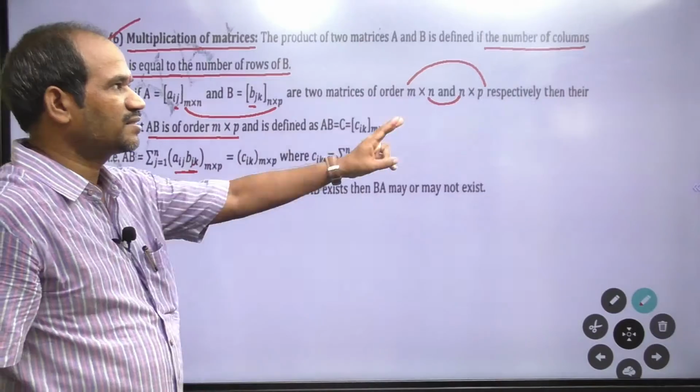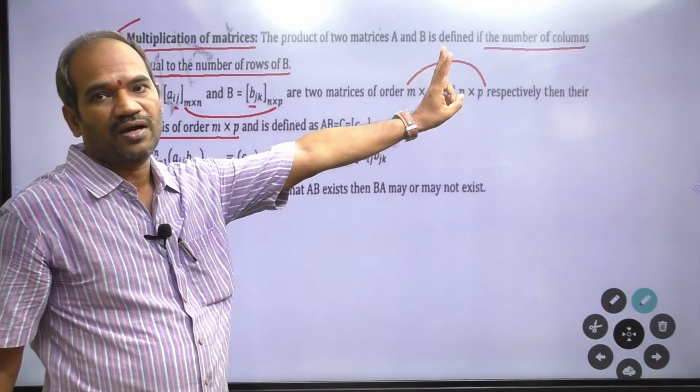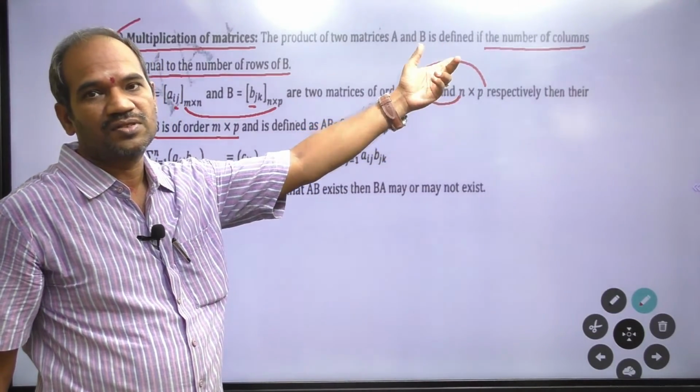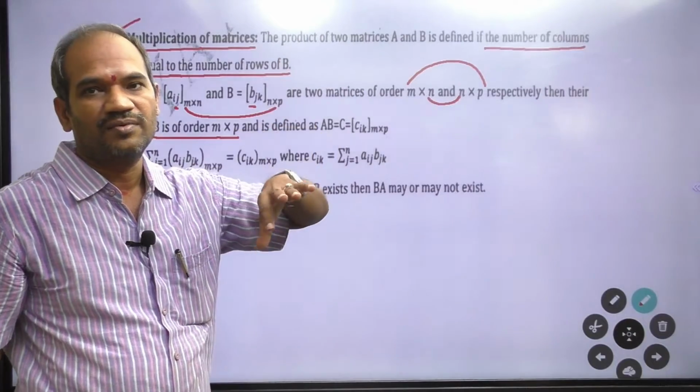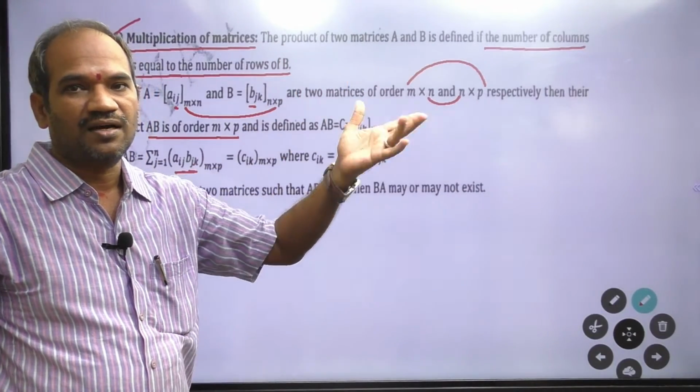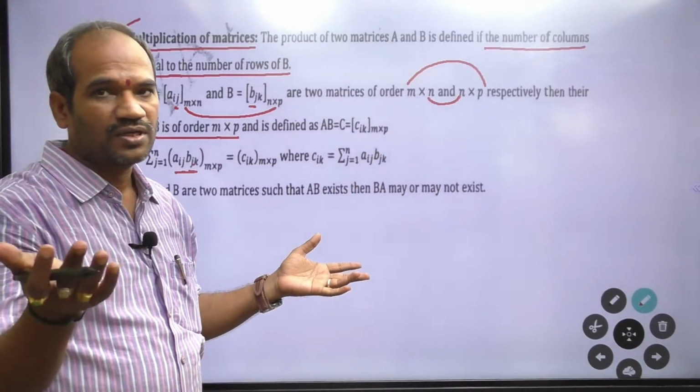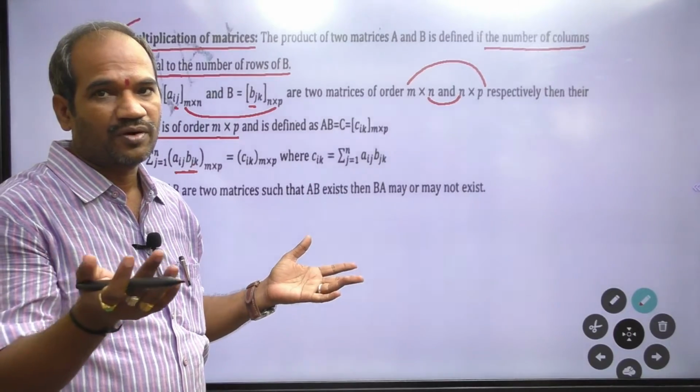The condition for the product of two matrices: the number of columns of A is equal to the number of rows of B. First matrix columns and second matrix rows are equal, then the product is possible.